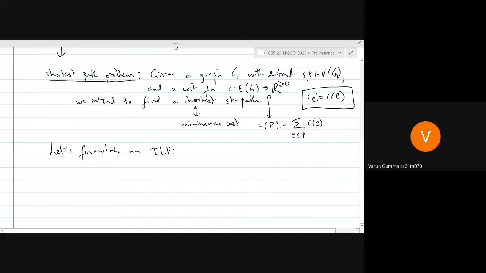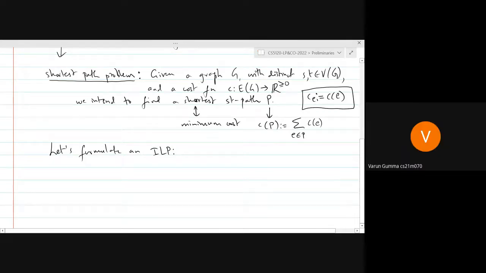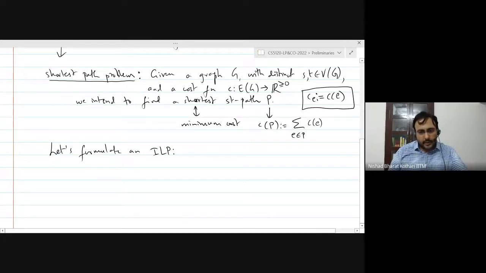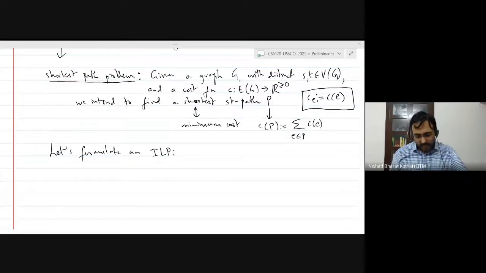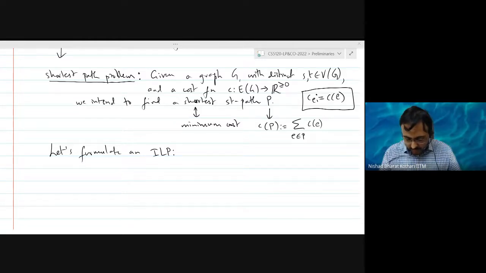So it should be the same as sigma CE, where C is our cost, and whether the edge is in the path or not. Right. So in particular, you're saying that you want XE. So may I assume that you want a variable for each edge? Yes. Right. Okay, great. Good. So that's exactly what we want. So let's put a variable for each edge.